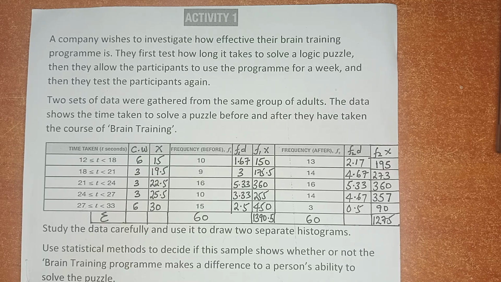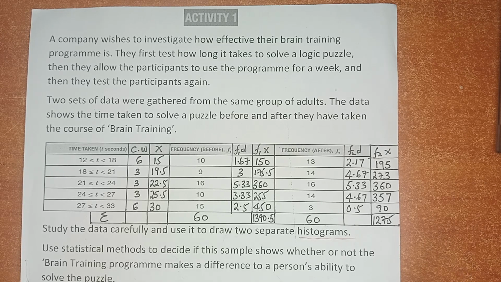The question says, study the data carefully and use it to draw 2 separate histograms. We have to come up with two histograms. Use statistical methods to decide if this sample shows whether or not the brain training program makes a difference to a person's ability to solve the puzzle. In other words, we are supposed to use statistical methods to prove whether the training is effective or not.